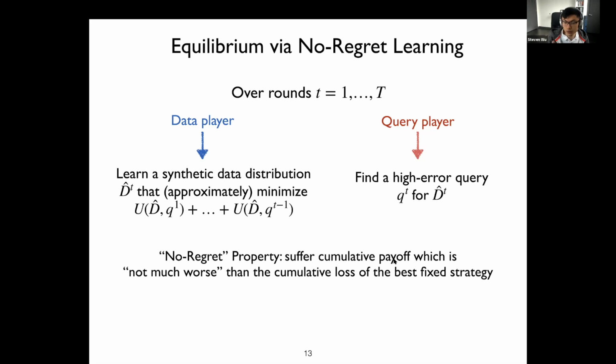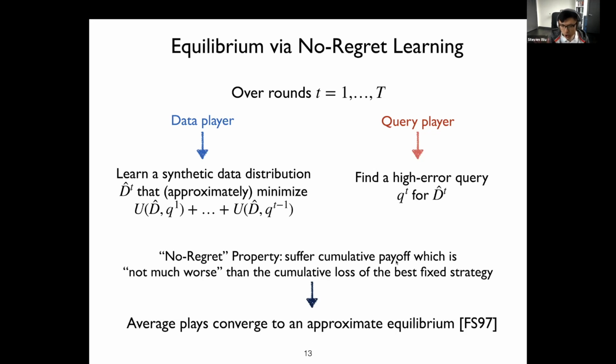But what we would like to guarantee is that, for example, the data player is playing a sequence of synthetic data distributions and suffers the error picked by the queries from the query player. You would like the sequence of losses to be not much worse than had you picked the best synthetic data well ahead of time and fixed it throughout the history. Obviously, you can always pick the true data set to minimize the total loss. The synthetic data player doesn't know such a data set. It's a simulated play, but the cumulative loss can be as small as 0 in our case. But overall, we would like the data player and the query player to satisfy this no regret property.